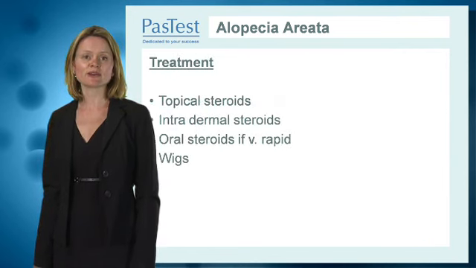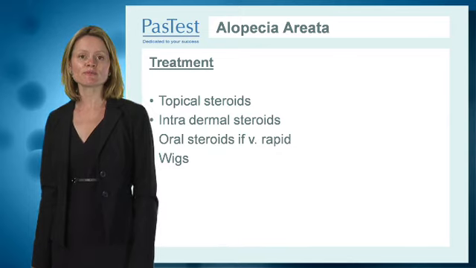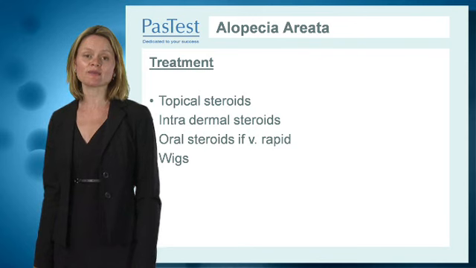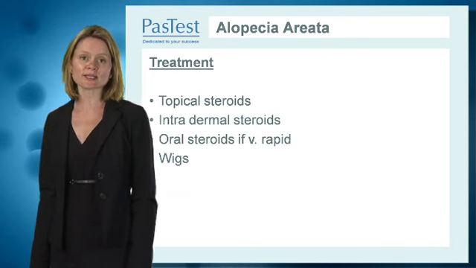The treatment of alopecia areata is usually with potent topical steroids, but sometimes we will use intradermal steroids by injection as well. And if there's a very rapid onset of alopecia areata, a short course of oral steroids can be helpful. Unfortunately, some patients who get very progressive alopecia areata do resort to wigs.